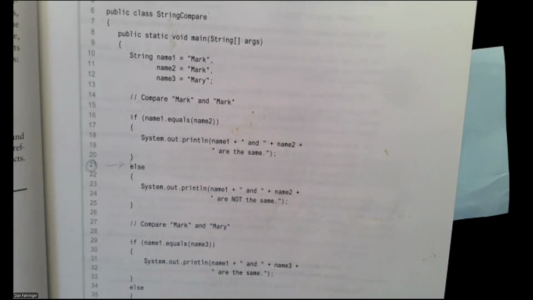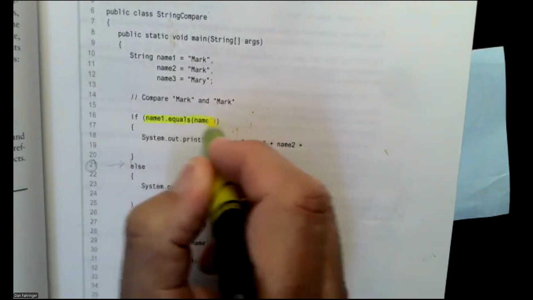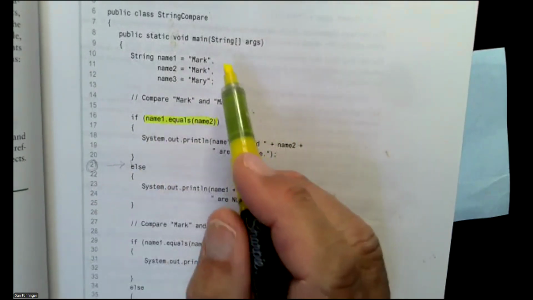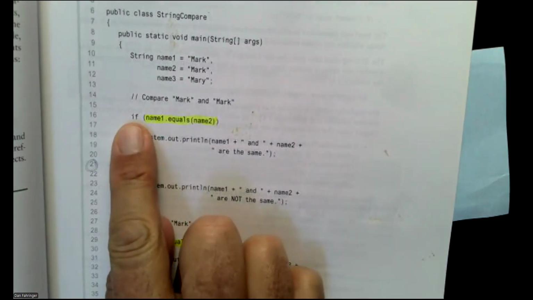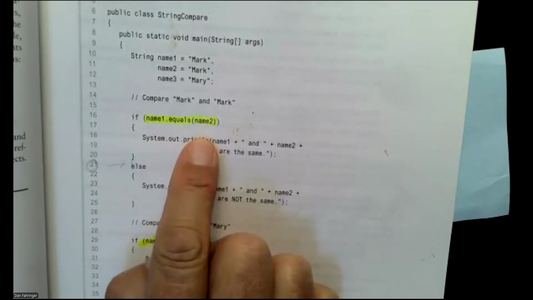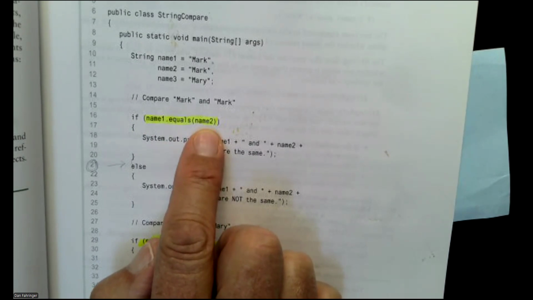Here's an example of it. If name one dot equals name two, yes, those two are the same. If name one dot equals name three, they're not the same. So again, I'm using my if statement and I have a Boolean coming out of this. This is going to be true or false.